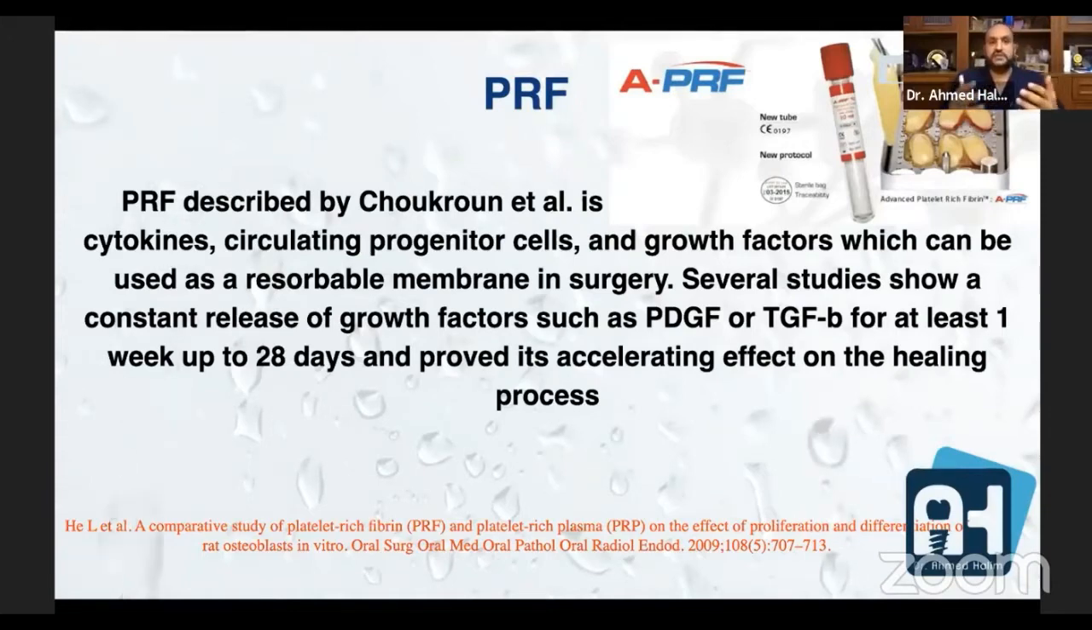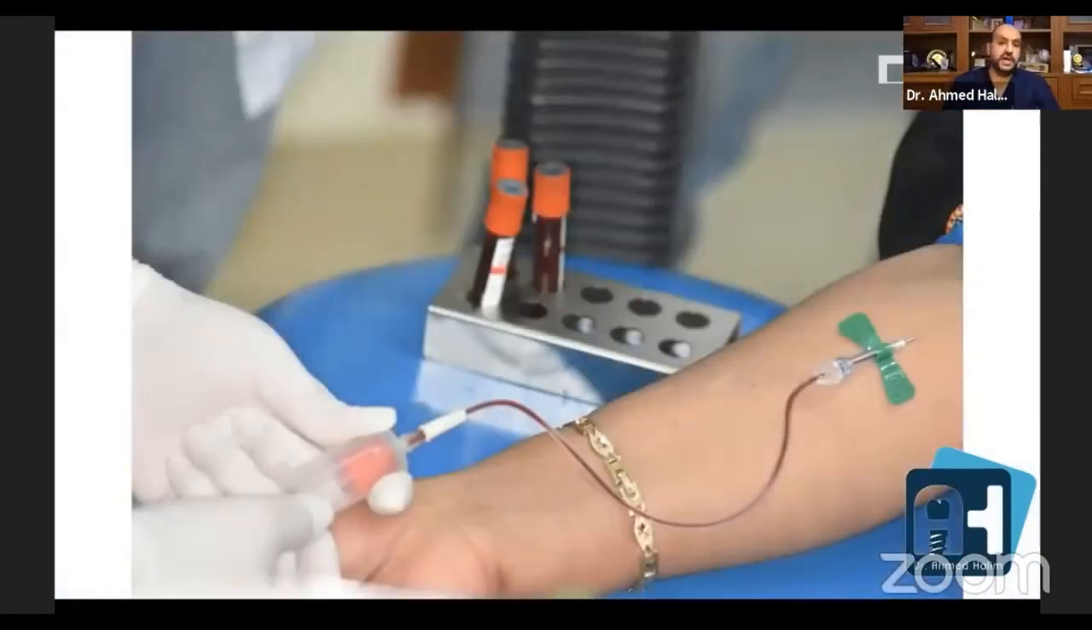Several studies show a constant release of growth factors like PDGF and TGF-beta for at least 1 week up to 28 days. And those growth factors will accelerate healing, because you have a lot of growth factors for a lot of mesenchymal stem cells. How can we obtain the PRF or CGF?